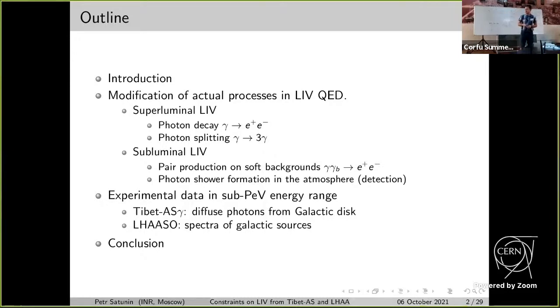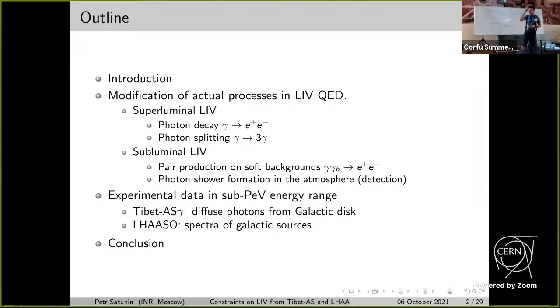In the superluminal scenario, I will talk about two processes, photon decay and photon splitting, and the second scenario is the subluminal scenario, where there are two different crucial processes: pair production on soft backgrounds and photon shower formation in the atmosphere.